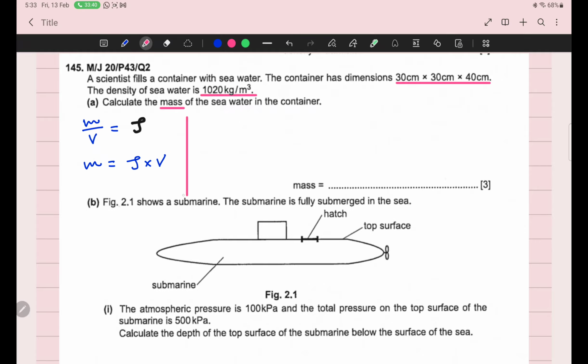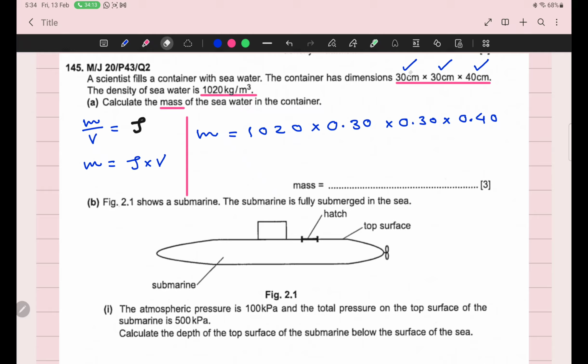And now I am putting the values. Mass is equal to density, and density is 1020. And now volume. All the dimensions are in centimeters, so I am converting into meters. 30 centimeter is 0.30, so it is divided by 100, divided by 100, divided by 100.